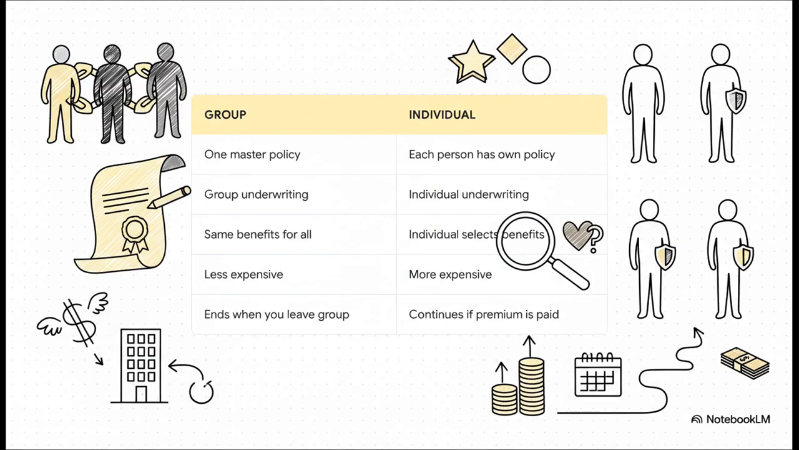Group plans, one master policy. Individual, everyone gets their own. Underwriting, group plans mean no health check during open enrollment. Individual plans, you have to prove you're insurable. Cost, group is way cheaper. And finally, what happens when you leave your job? Group coverage usually stops. An individual policy? It's yours as long as you pay for it. Every single line on this chart is a potential exam question.